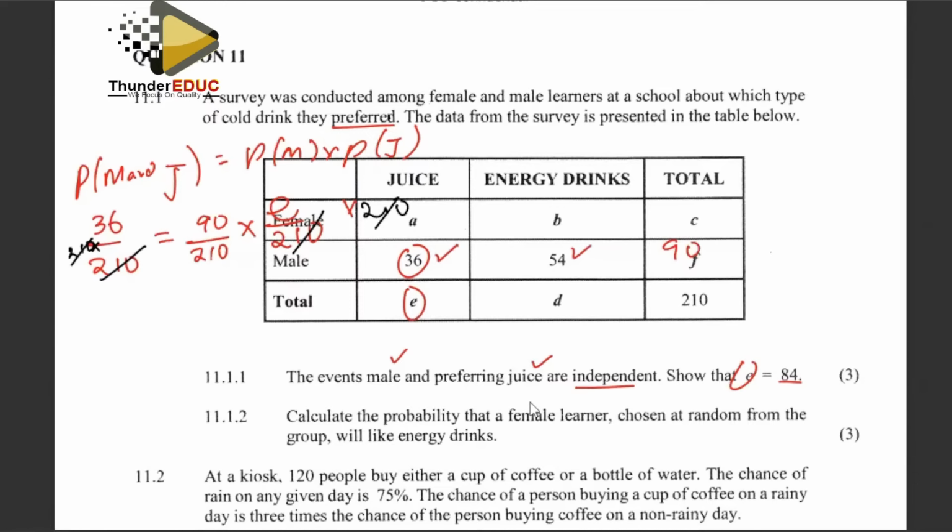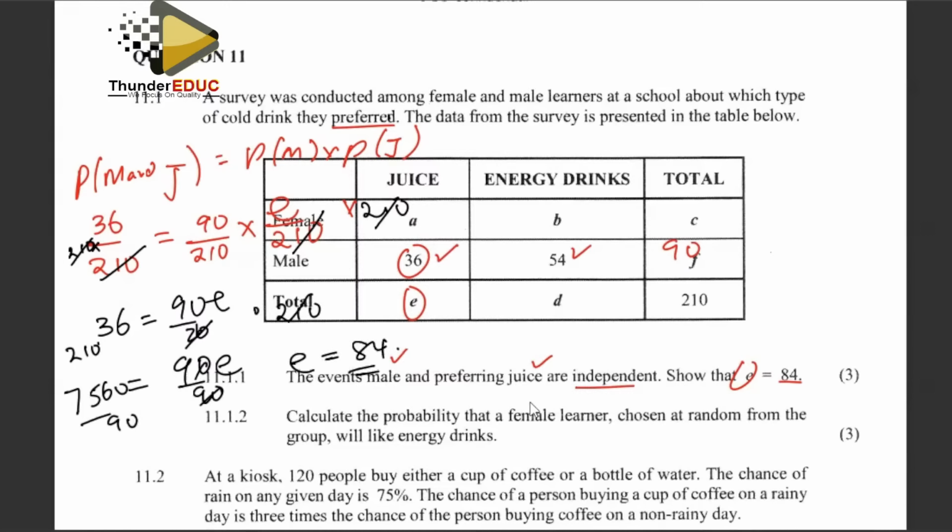So we're going to have 36 is equivalent to 90E over 210. Then let's multiply by 210, or you can use a simpler approach to sort that out. So 210 times 36 gives me 7,560, and then I can divide both sides by 90. When I do that, my E becomes 84.